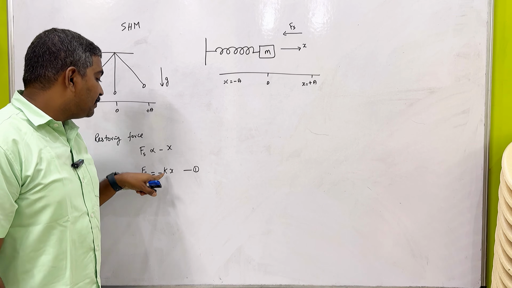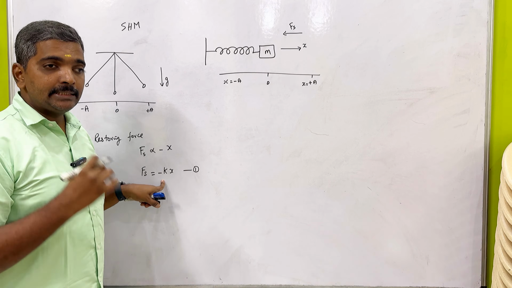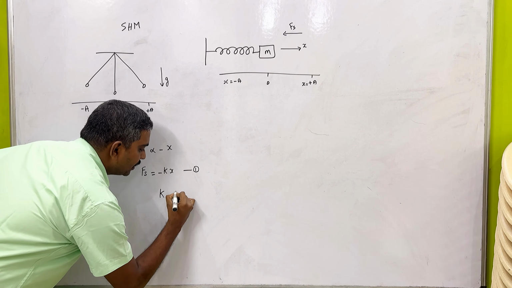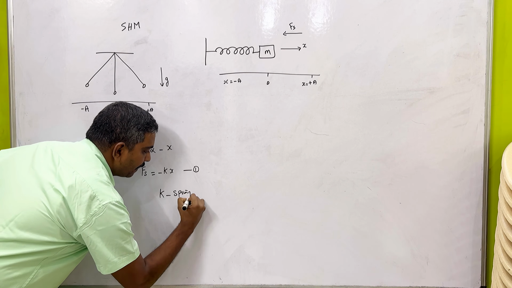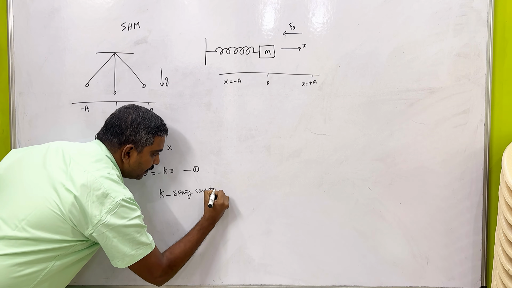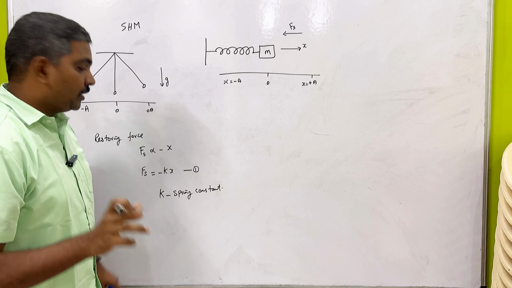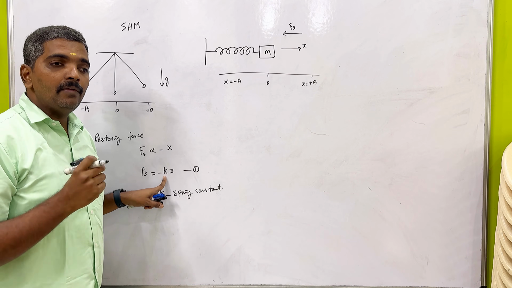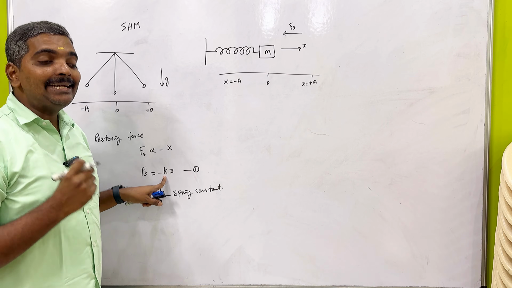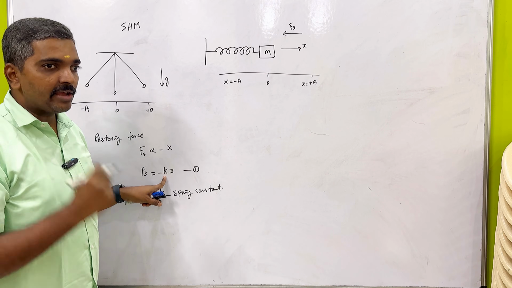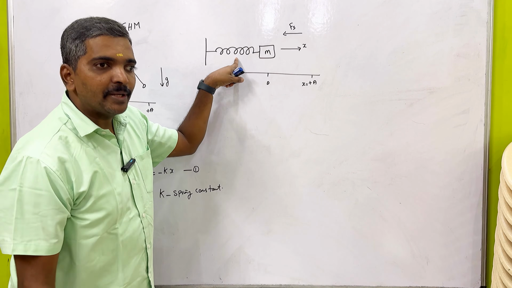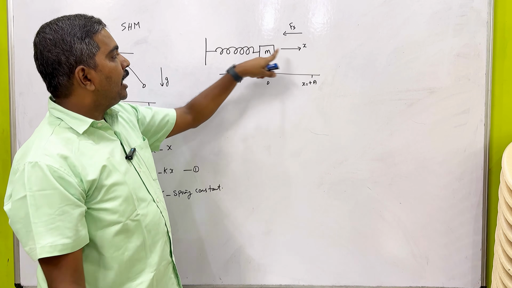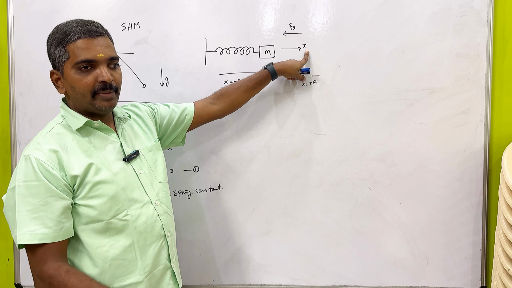What is meant by this k? This k is called the spring constant. If I replace the proportionality symbol by a constant, this constant always tells about the nature and dimension of the system. Listen carefully. If I have an aluminum spring, for example, case 1, we have an aluminum spring. I am going to pull this aluminum spring by 5 centimeter.